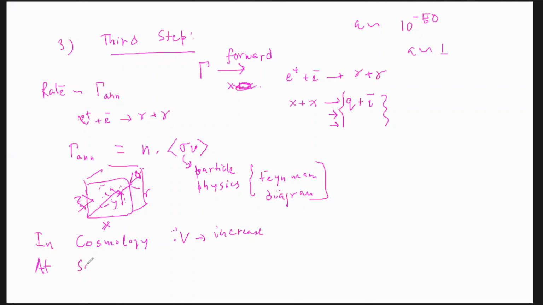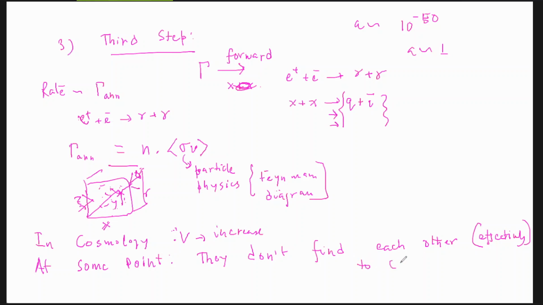At some point, the number density is so small that they don't find each other. In brackets, effectively: once in a while they will find each other to collide.